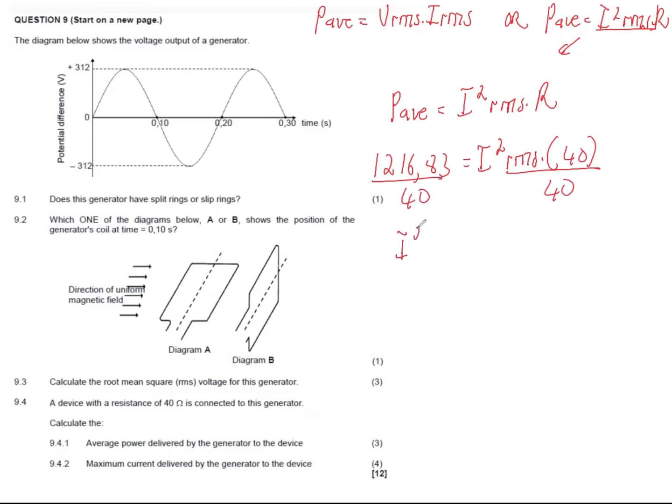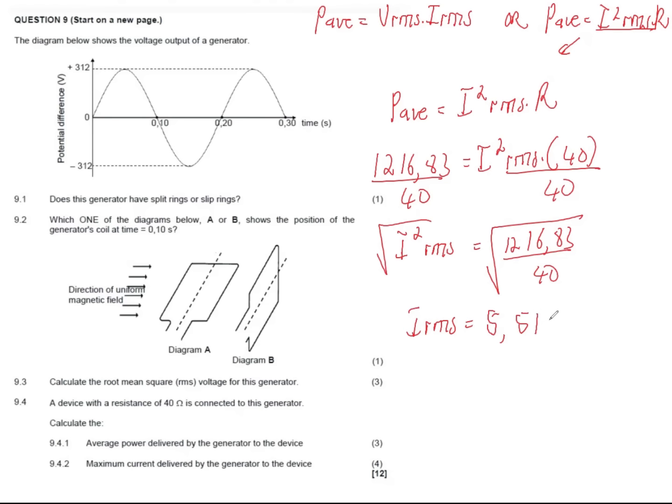So this is going to be I squared RMS equals 1,216.83 divided by 40, and in order to get rid of this square, let's just square root both of them. So I'm avoiding having rounded off values before the final answer. So I'm just going to punch all of that at the same time. This is going to give us an IRMS of 5.5155 and a whole lot of decimals, so I'm not going to round off as yet.